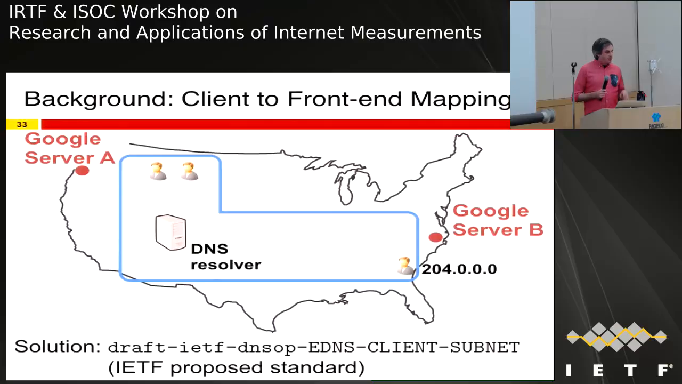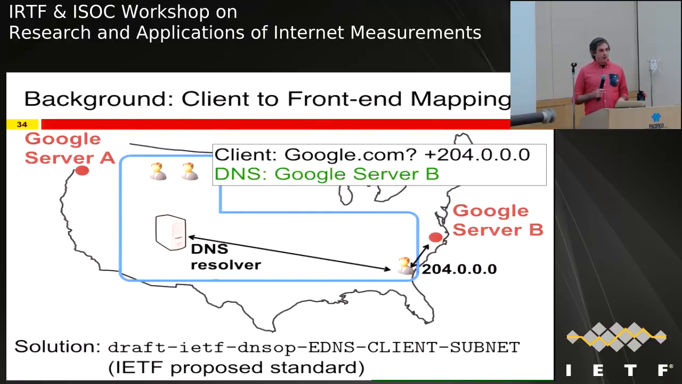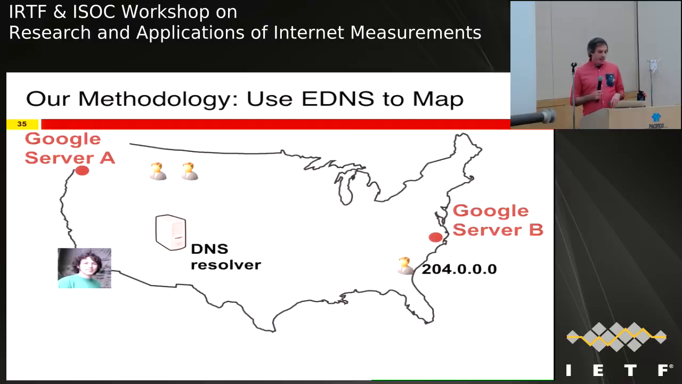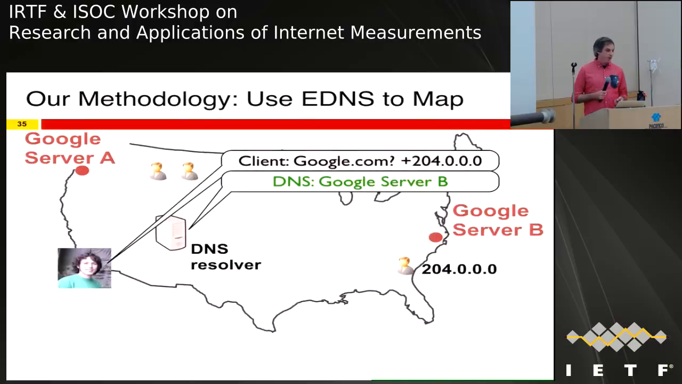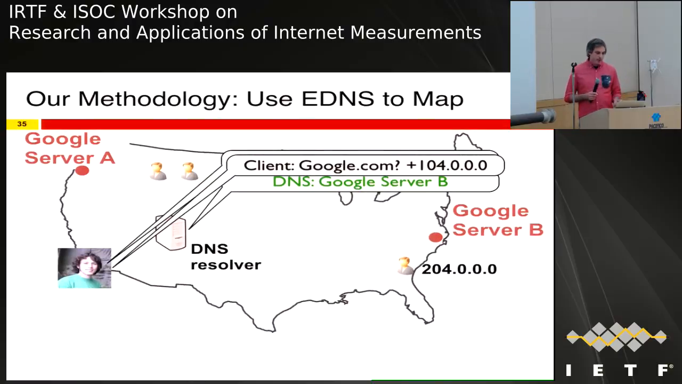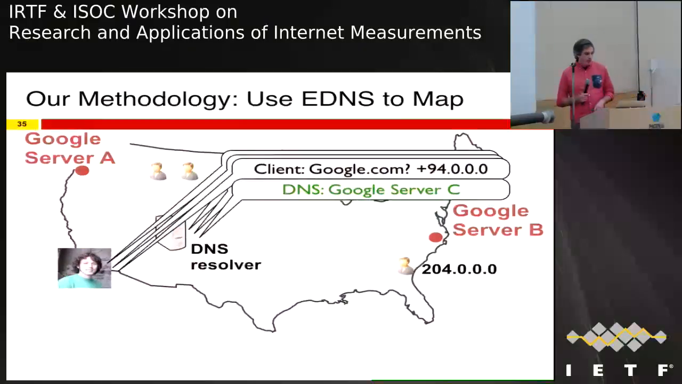There's been a solution for this put forward as an IETF draft, the EDNS client subnet. With that, the local DNS resolver will forward on a prefix of the client's address, and now the response can be made using the client's prefix. So my student Matt uses this EDNS client subnet prefix to completely enumerate front-end servers around the world. First, you can issue a request for one prefix, get back one server, issue another one, maybe you get another server, and so on.